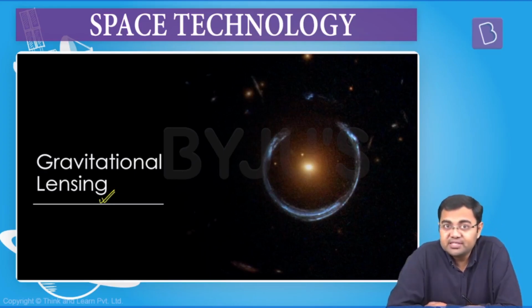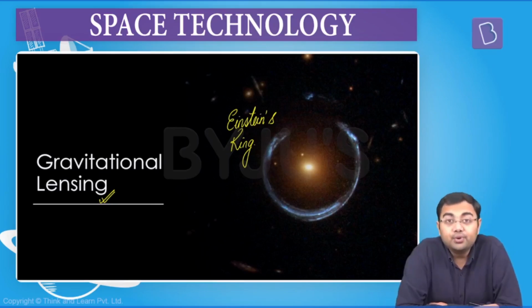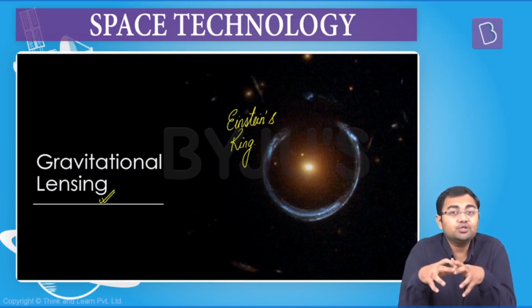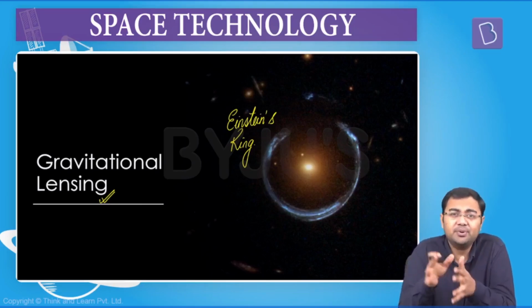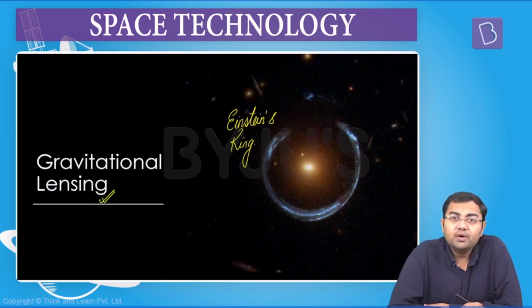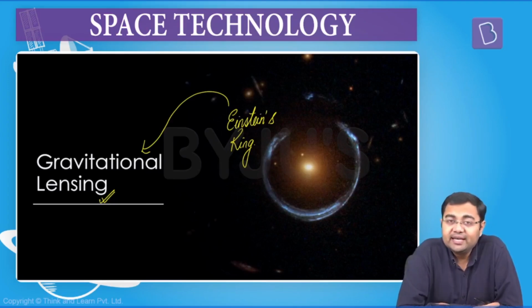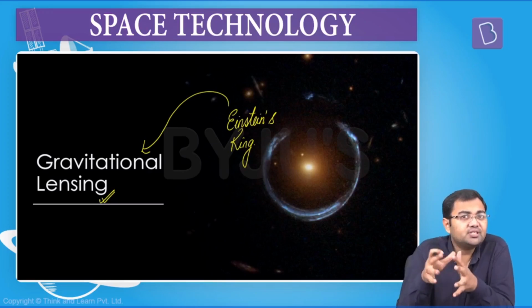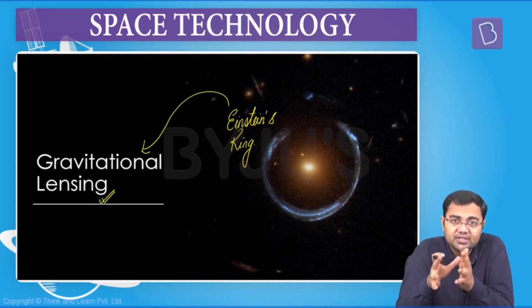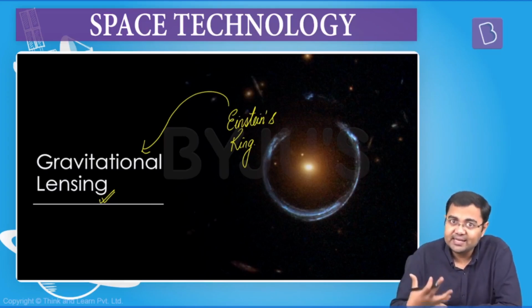The image that you see on the screen, a ring-like structure, this is called Einstein's ring. And the very photograph that you see is one of the most perfect Einstein's rings that has ever been observed by scientists. This happened back in 2016. Now, Einstein's ring is a phenomenon which is associated with gravitational lensing. It is something which is created due to gravitational lensing. So let's first try to understand the meaning of gravitational lensing, and then we'll come back to the meaning of Einstein's ring.